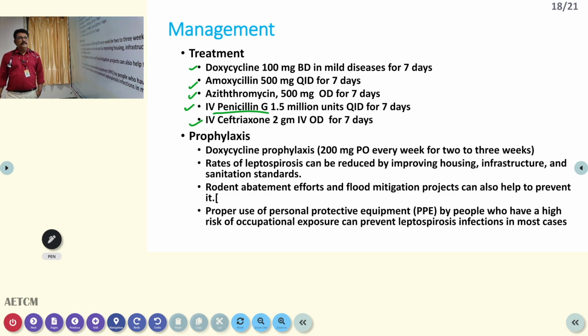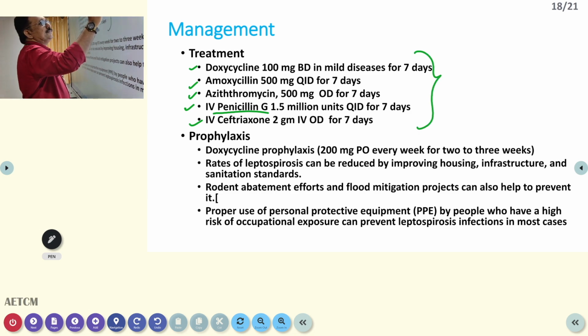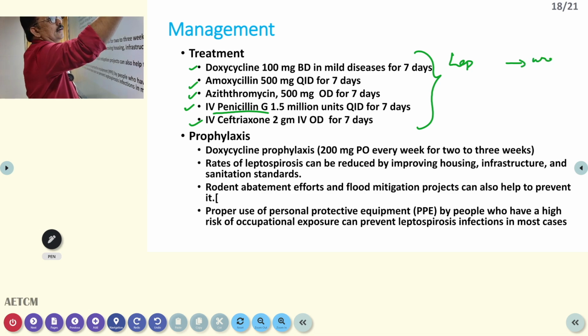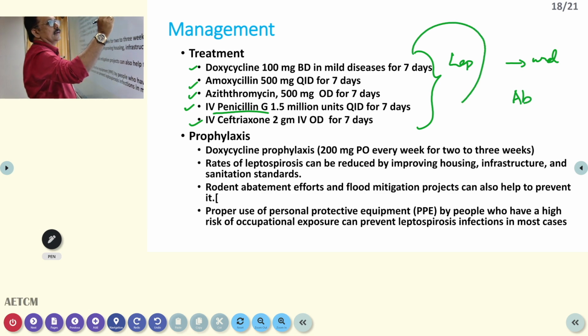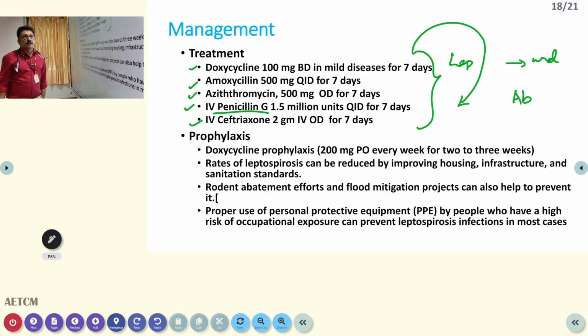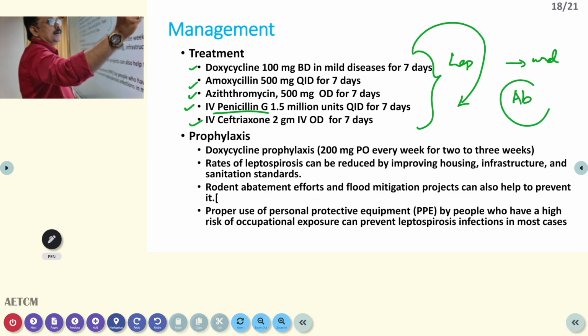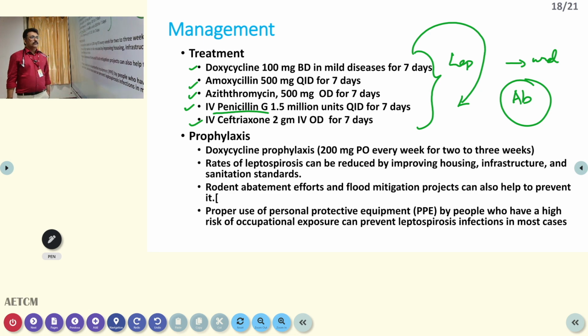But remember, all these antibiotics will be acting only in the first few days. You have two phases. One is leptospirosis, the other one is Weil's syndrome. We already told that Weil's syndrome is due to an antibody mediated problem. So all these antibiotics can be useful only in the first phase of the disease. Once the patient develops antibody mediated multi-organ dysfunction syndrome, these antibiotics will not be effective. But if you have a patient with suspected leptospirosis, as soon as possible you have to start the antibiotic.